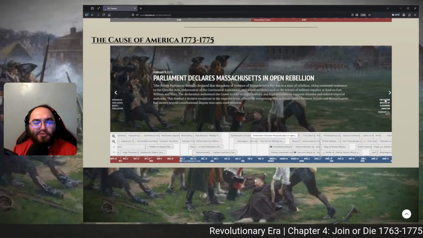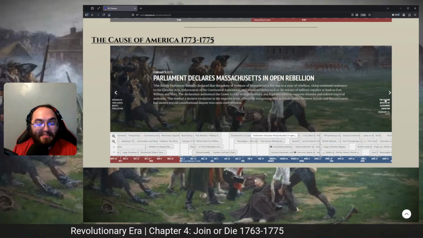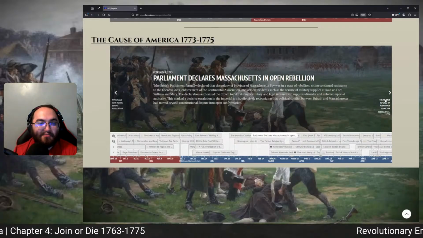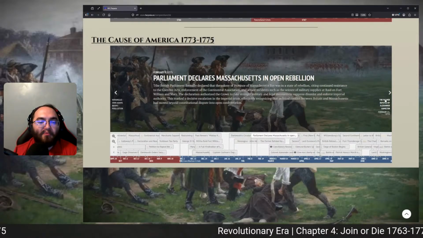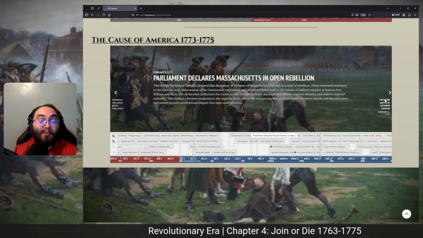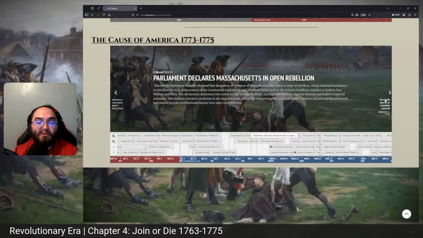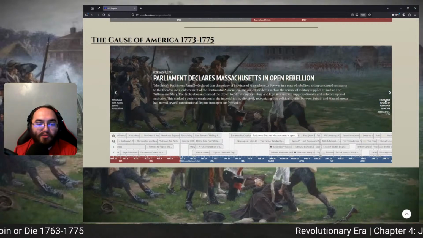Parliament declares Massachusetts in open rebellion. So this is the official start of the rebellion, at least recognized by Parliament. British Parliament formally declared that the province of Massachusetts Bay was in a state of rebellion, citing continued resistance to the Coercive Acts.